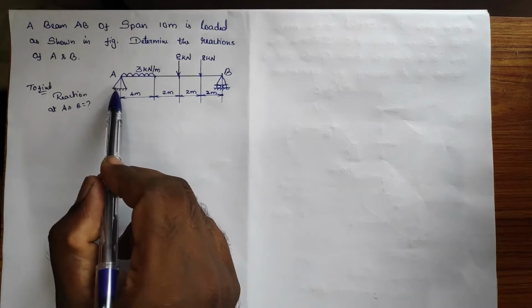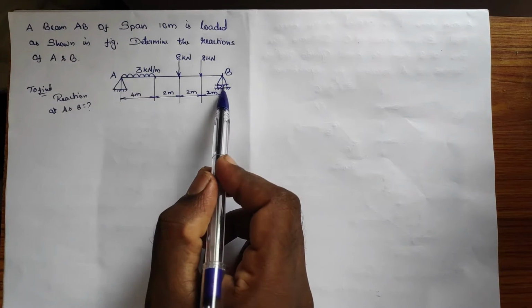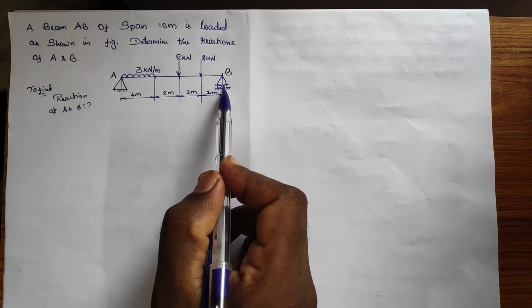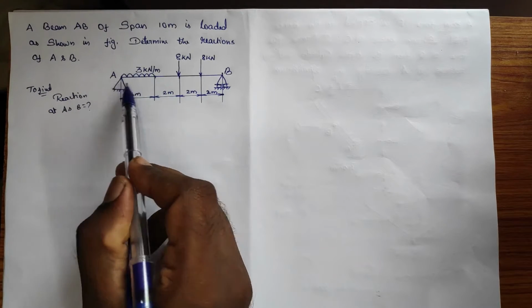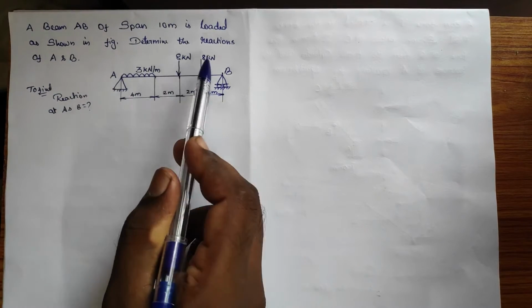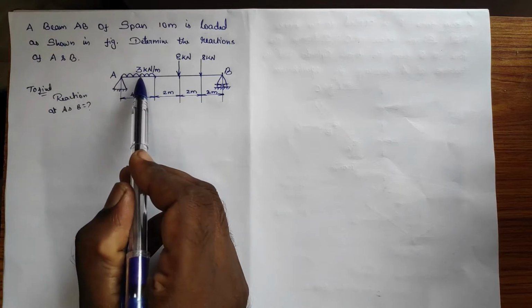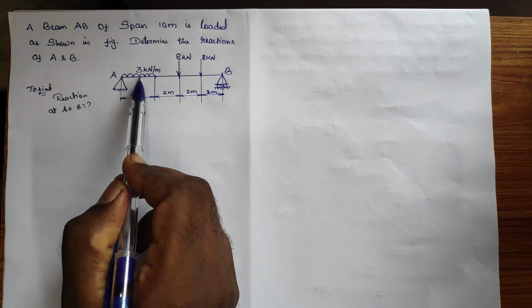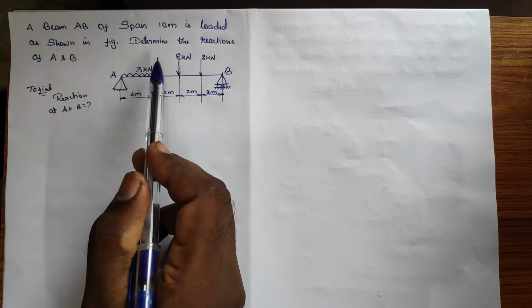So here one of the ends is supported by the hinged or pin support, and the other end is a roller support or rocker support, right? And here the new special load is applied. These two are point loads, which are vertical and downward, and here we have a special kind of load which is called UDL, uniformly distributed load.